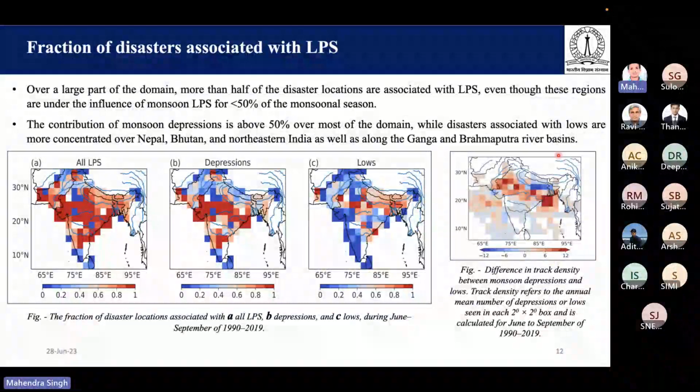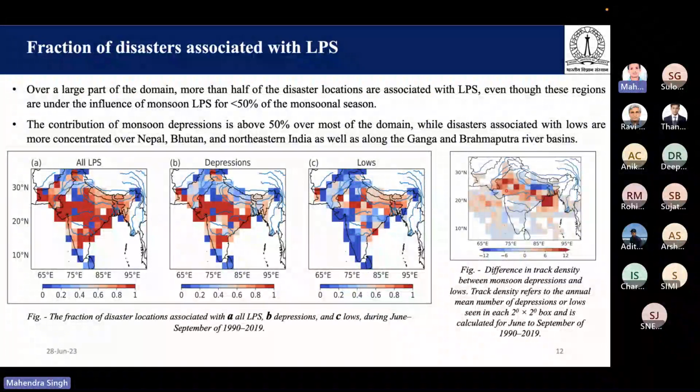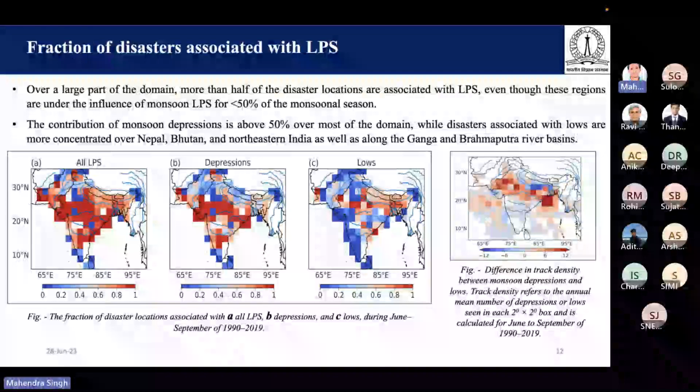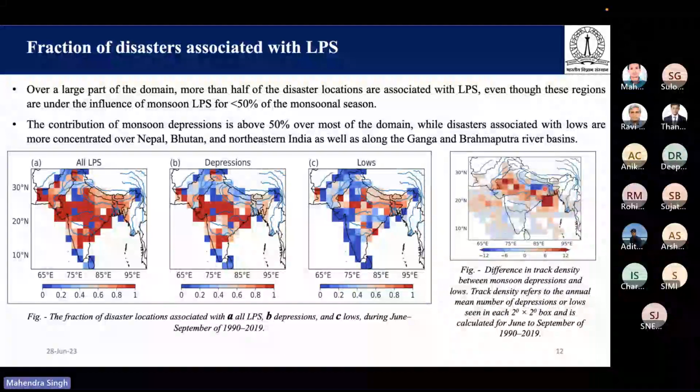This figure shows the difference between the track density of the depressions and lows. So here we can see that in the central region the difference is high, that is positive. This shows that in that region depressions are more as compared to lows. And near the foothill of Himalaya, the difference is negative. That shows that region forms more often for lows.